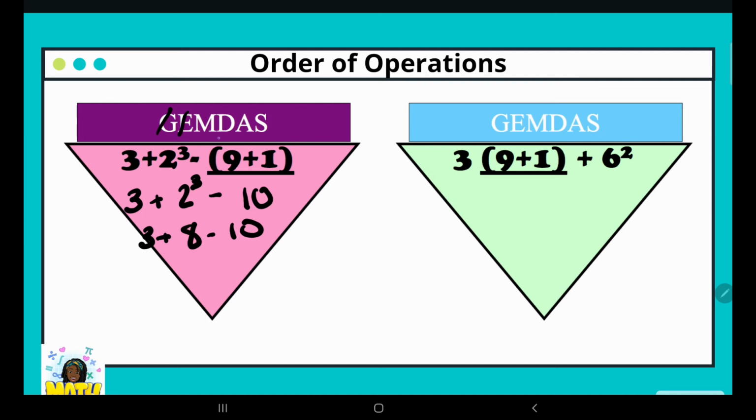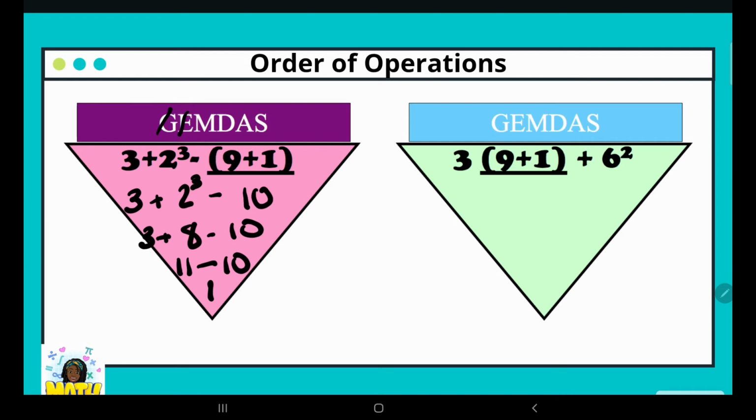I have no multiplication or division, so I'm not going to touch that. Here I have addition and subtraction. I'm going to go from left to right. So 3 plus 8 is 11, minus 10. 11 minus 10 is 1. So my final answer for this example would be 1.